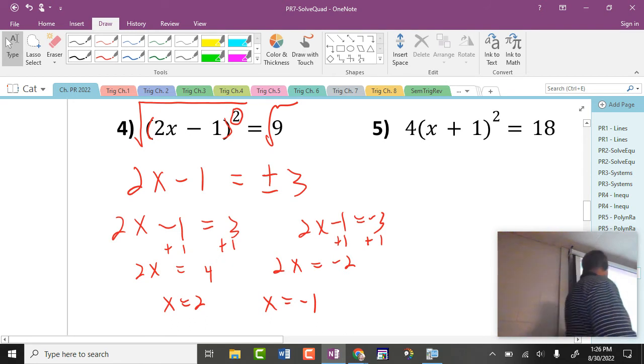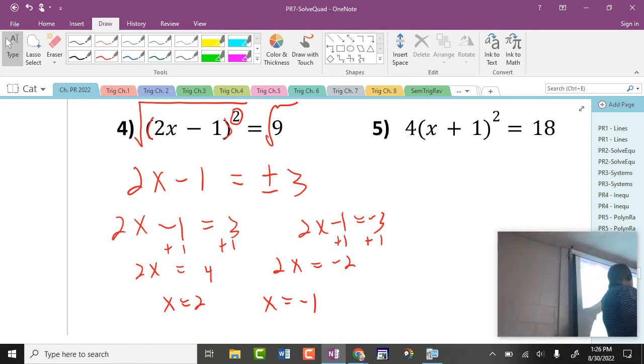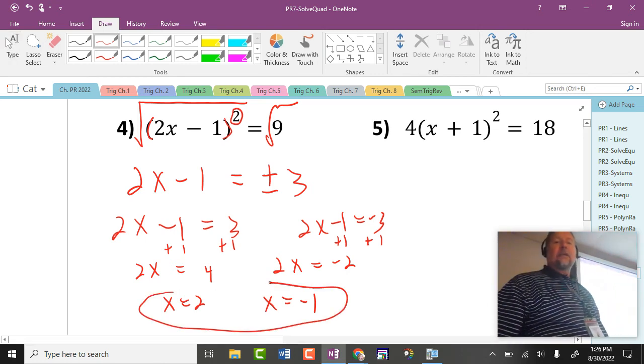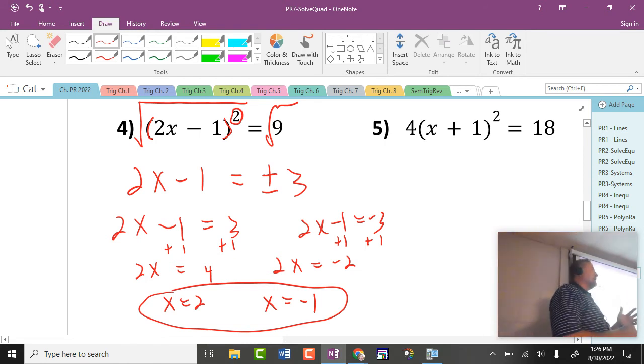2 times 2, I'll bore you. 2 times 2 is 4. 4 minus 1 is 3. 3 squared is 9. True. 2 times negative 1 is negative 2. Negative 2 minus 1 is negative 3, but you square it, you get 9. So that second answer does work. You lose that second answer by not doing the plus minus thing.